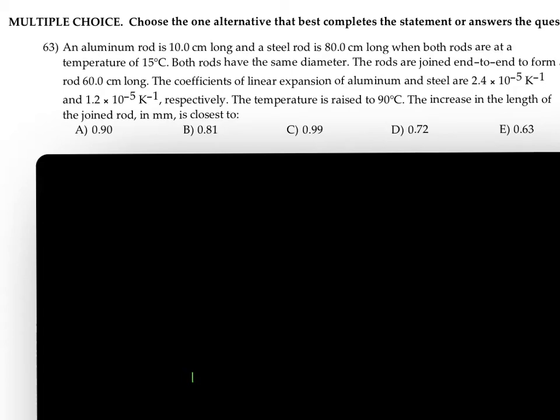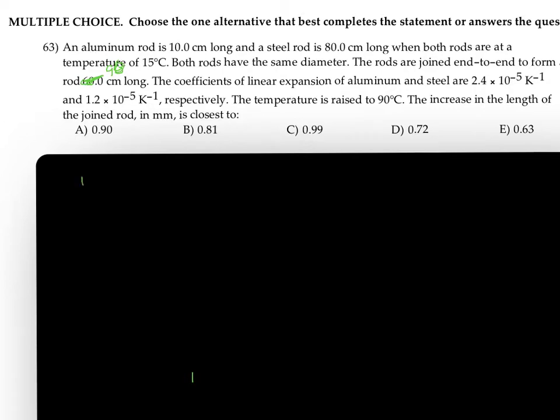Okay, this is the first of the problems from the pretest. This is number 63. We do have a problem in the problem already, though, because if you put an 80 centimeter rod with a 10 centimeter rod, it is not going to be 60 centimeters long. It's going to be 90 centimeters long. So that could save some confusion right there. So that's going to be 90 centimeters long.